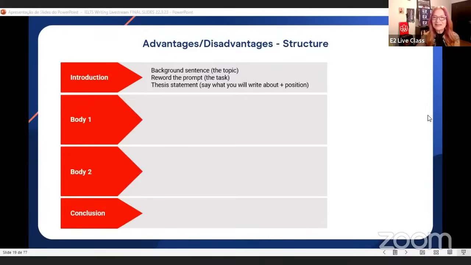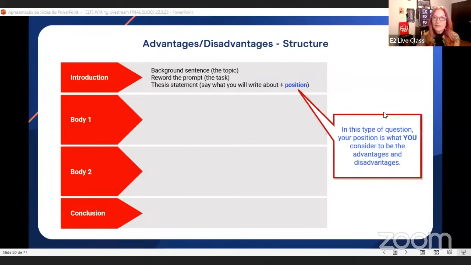Wonderful. Okay, now body one. But before we move on, now comes the position part. In this type of question, your position is what you consider to be the advantages or disadvantages. It's not asking you, do you agree that there are advantages and disadvantages? No, it's not asking you that. It's informing you that there are advantages and disadvantages and asking you to explain, right? What are the advantages and disadvantages?